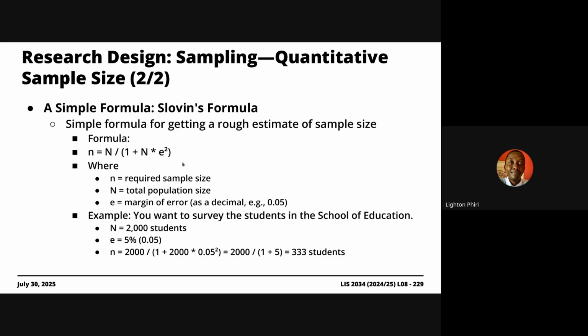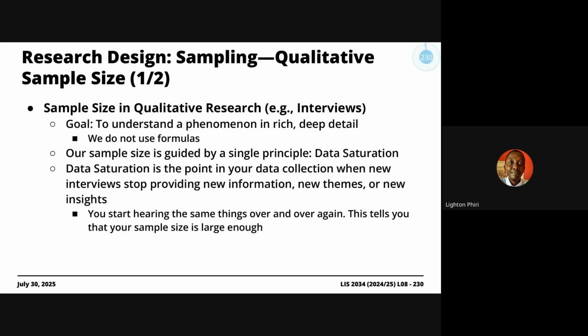Computing this, when you plug in the values, if our population in the School of Education, for instance, was 2,000 students, then 2,000 divided by 1 plus 2,000 times 0.05 raised to the 2, we will end up with 333 students.